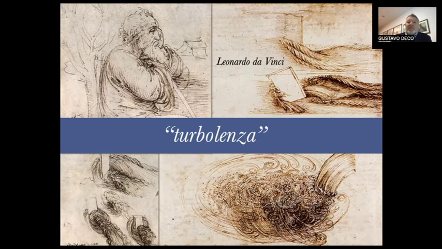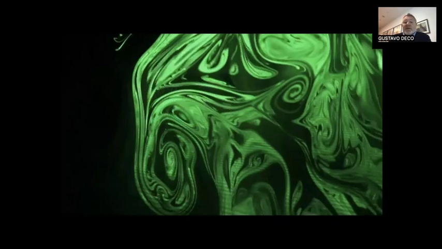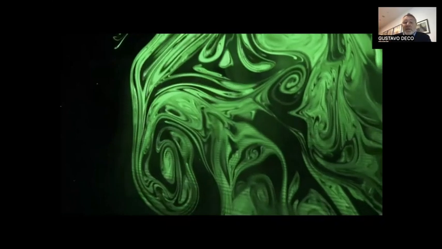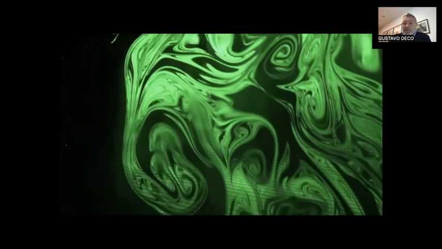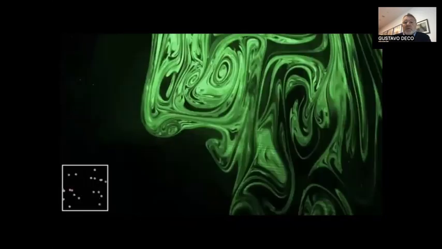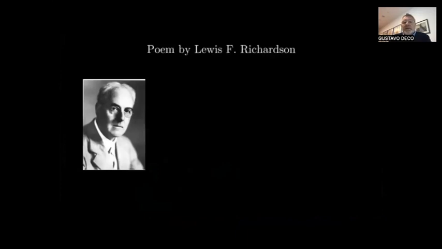In fact, as you can imagine, people in physics got very much interested, not only from an artistic point of view, but really trying to understand this very particular case of chaos, of spatial-temporal chaos, where we see this really astonishing combination of stochasticity and structure.